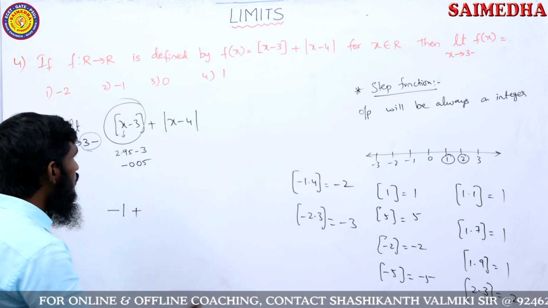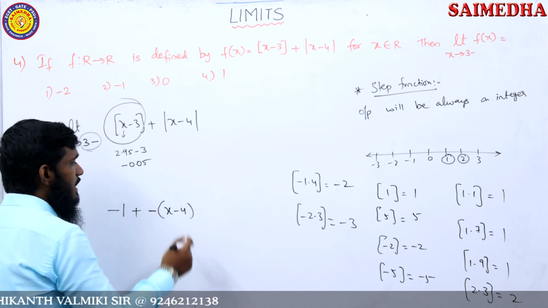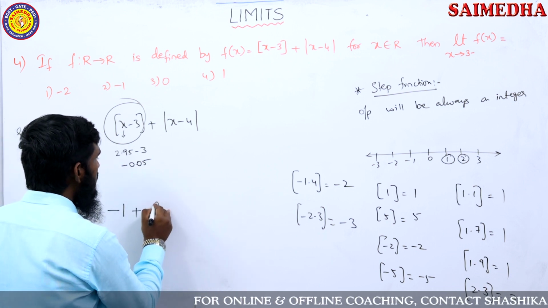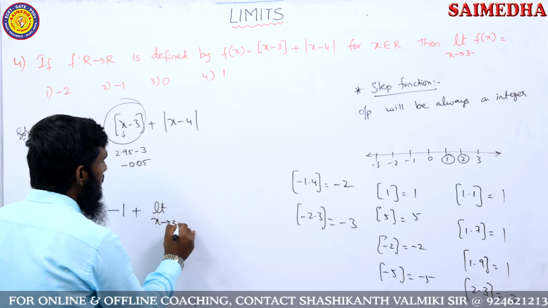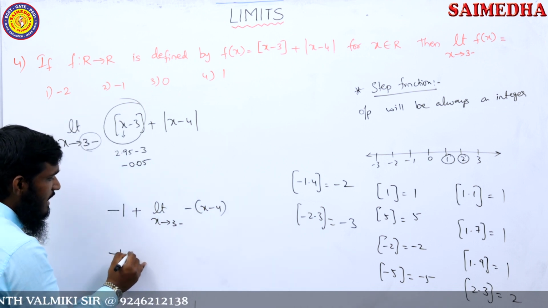Negative answer means it will be less than 0. If it is less than 0, what do we have to take this part as? Minus of x minus 4 we have to take. Minus of x minus 4, and we have to substitute the limit also. So limit x tends to 3 minus, this is minus of x minus 4. So this minus 1 will be as it is.